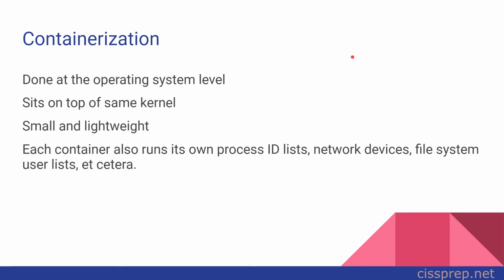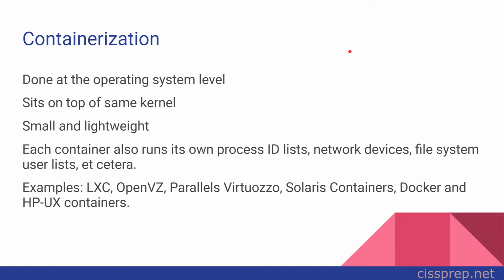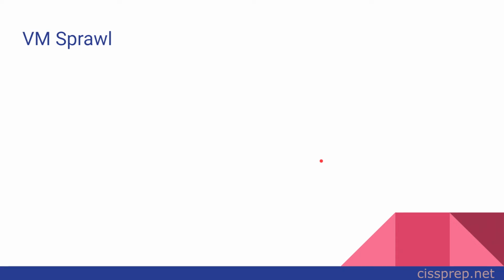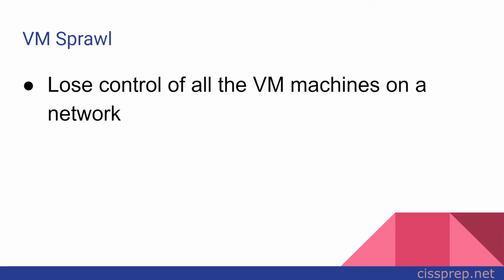And here are some examples you might be familiar with: LXC, OpenVZ, Parallels, Virtuozzo, Solaris containers, Docker, and HP-UX containers. VM sprawl is a new term that basically means an administrator has lost control of all the VMs on a network, which jeopardizes all the services offered.